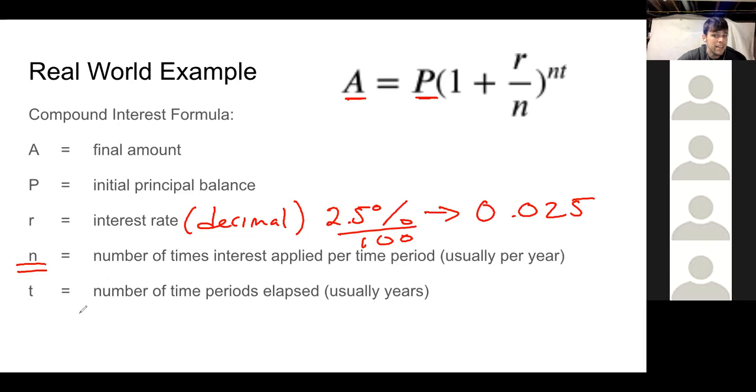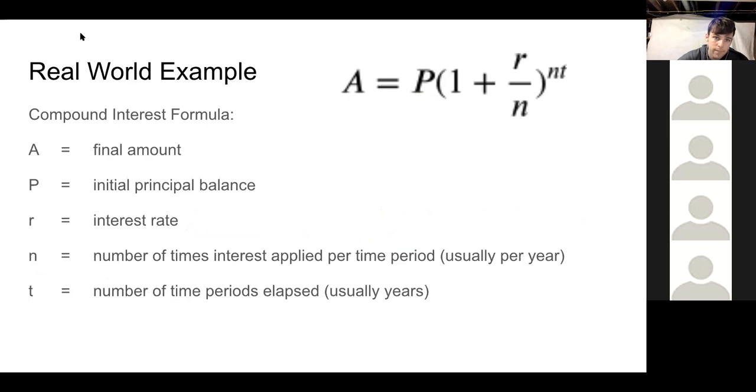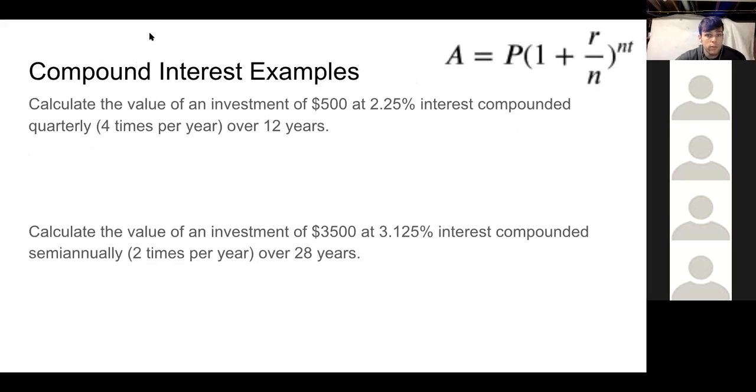And then T is the time period. So how long are you actually investing in something? So are you investing for 6 years, 3 years, a month, whatever? All right. Investing can be kind of boring, but this is an actual example that does get used. So there we go. So let's actually just use this formula.